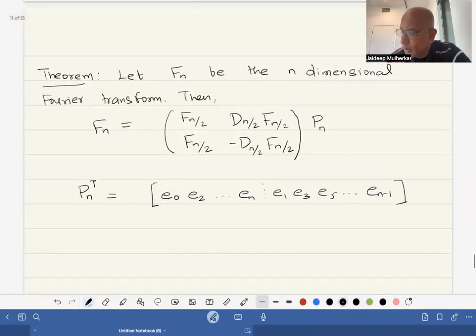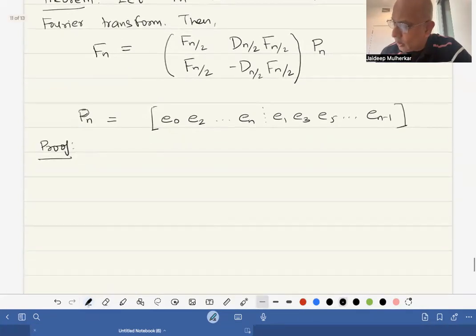Right, so we're going to prove this theorem. Essentially, this Pn just interchanges, I'm sorry, this is Pn. Essentially, this Pn just interchanges or exchanges the columns in such a way that the even columns are together and the odd columns are. So the proof is the following.